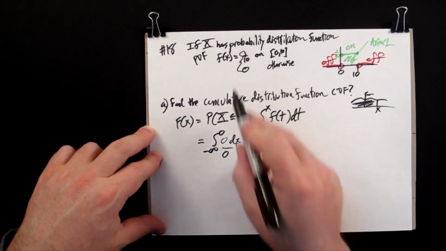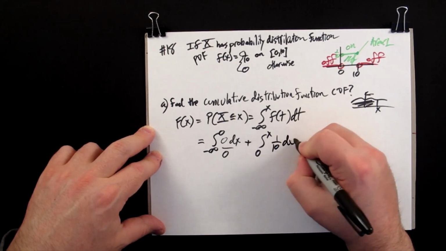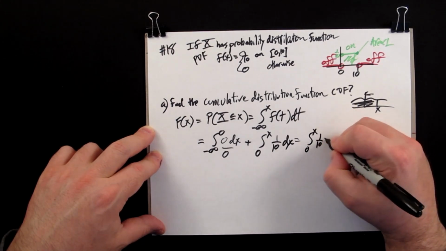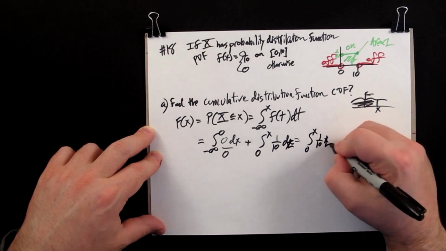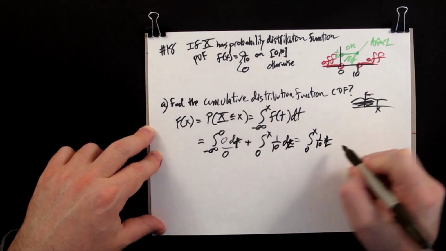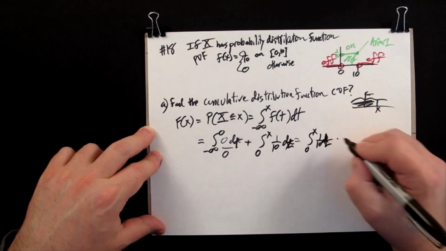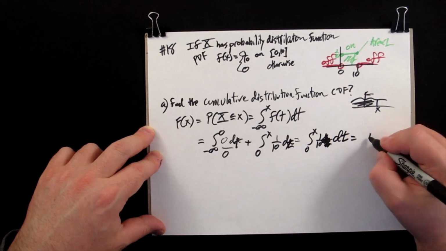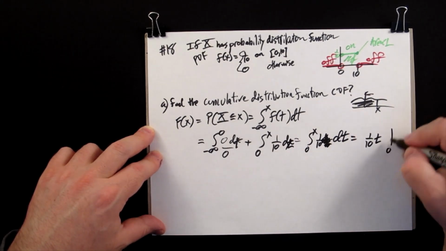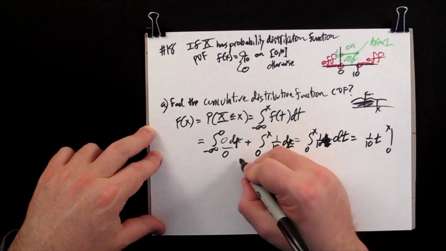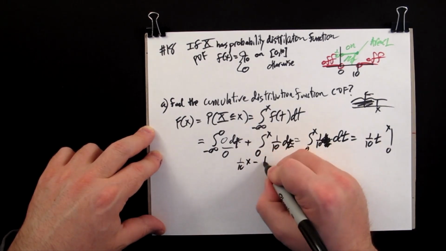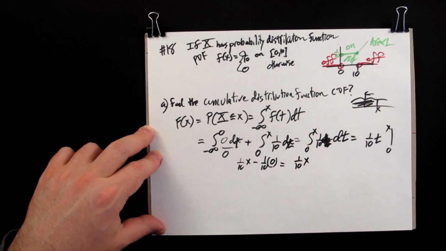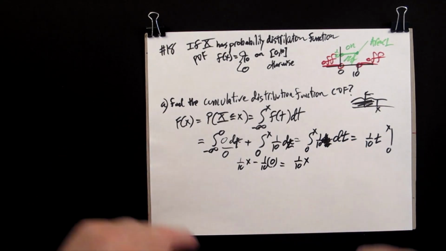And so in this zone, we have 1/10. Okay, so we know that one's 0, and so we need to just find the... wait, this is t. So we want to evaluate this. This is dt. Okay, so we have 1/10 t from 0 to x, so we plug this in. So we have 1/10 x minus 1/10 of 0. That drops, so we just have 1/10 x as our CDF function.